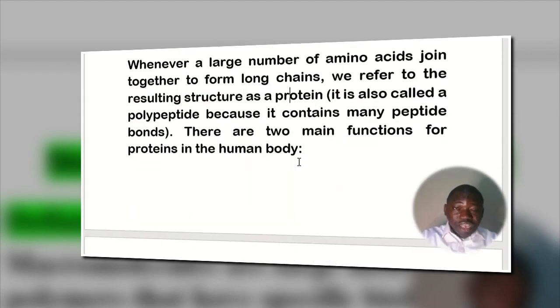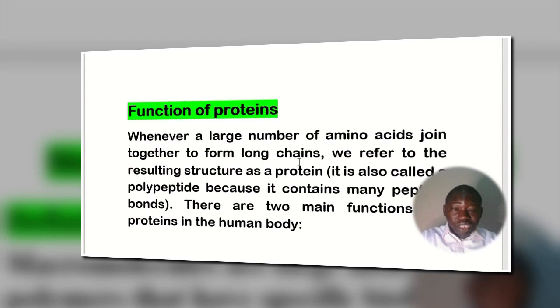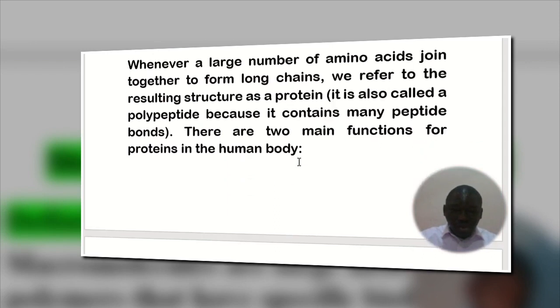What then are the functions of protein? Now that we have seen the structure of protein, we have to look at its function. Whenever a large number of amino acids join together to form long chains, we refer to the resulting structure as a protein. It is also called a polypeptide because it contains many peptide bonds.